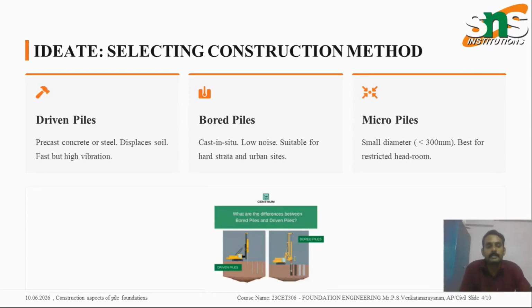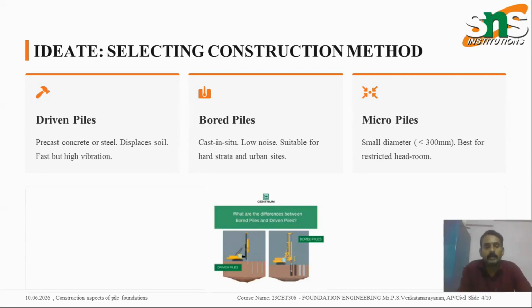Next is bored piles. These are preferred in cities because they generate very little noise and vibration. Micropiles have small diameters and are mainly used for strengthening existing structures or where workspace is limited. The final selection depends on soil condition, accessibility, and nearby structures.